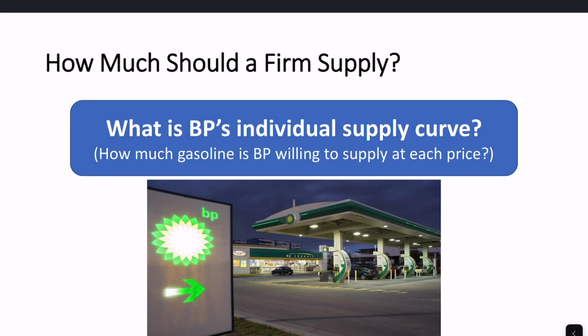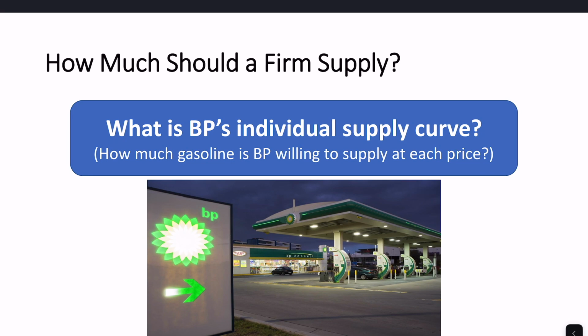So we'll do the gasoline example again. In this case, the firm will be British Petroleum, or BP, and we'll build up BP's supply curve that will tell us how many gallons of gasoline BP would like to sell to the market at each and every price. And then later on, we'll talk about shifters of the supply curve and talk about that technical language at the very end. The example we'll go through to build an individual firm supply curve will be British Petroleum.